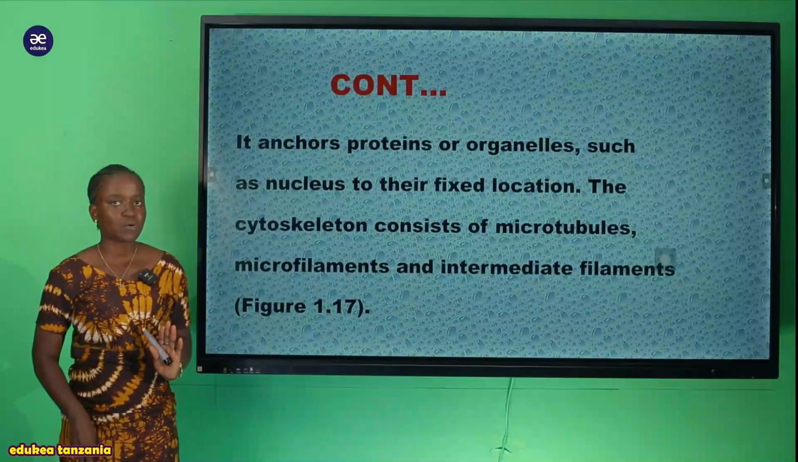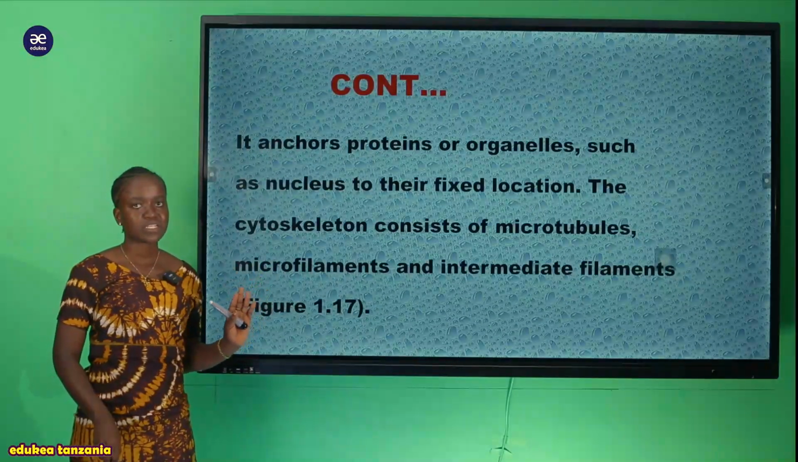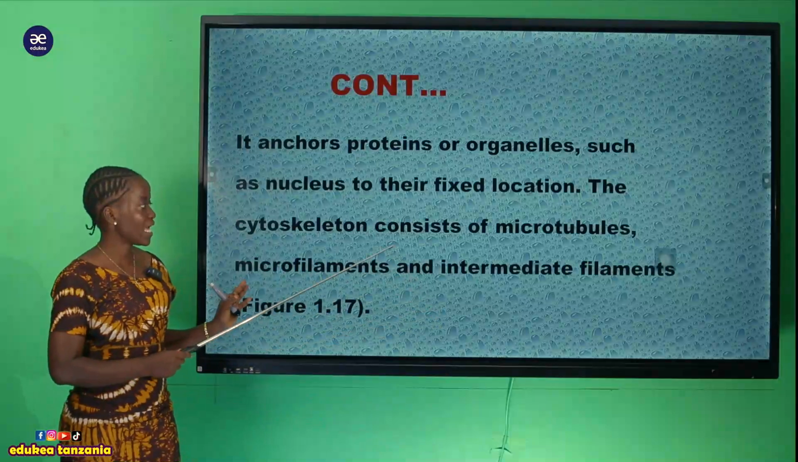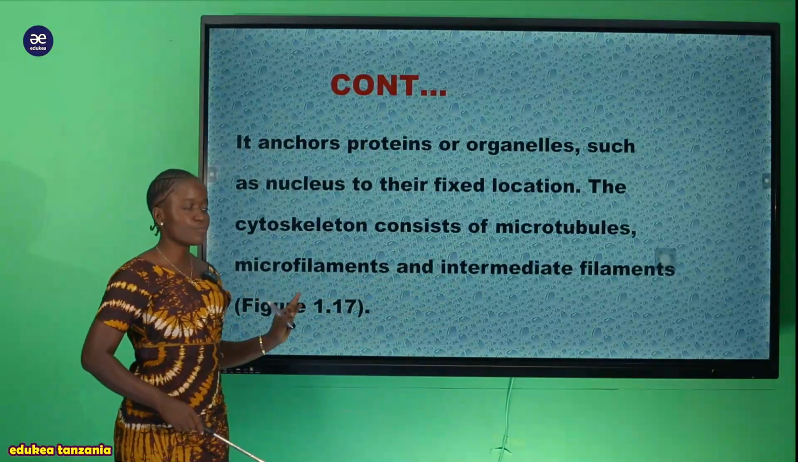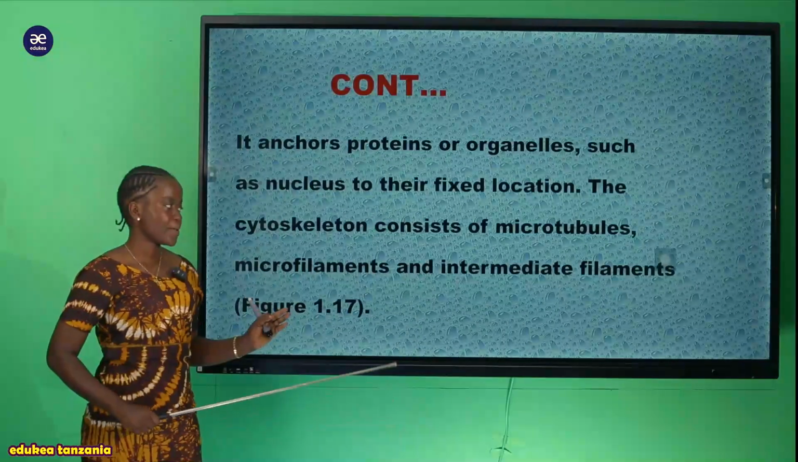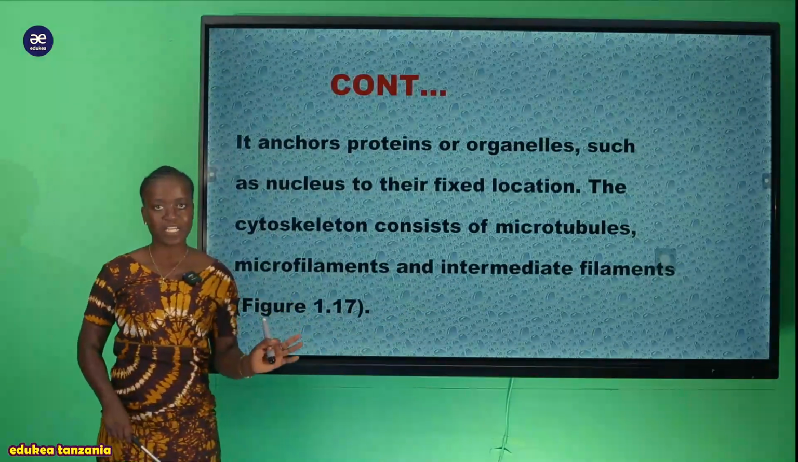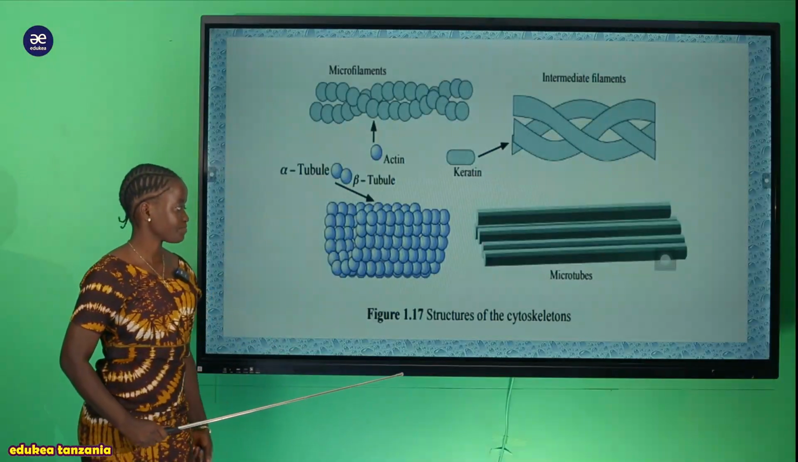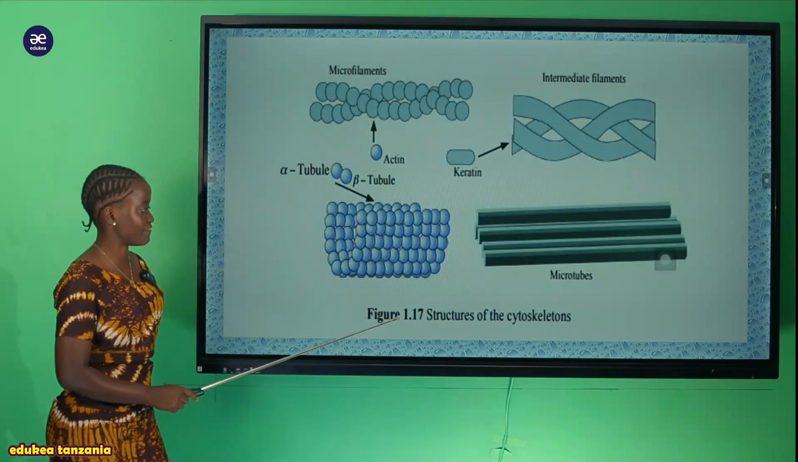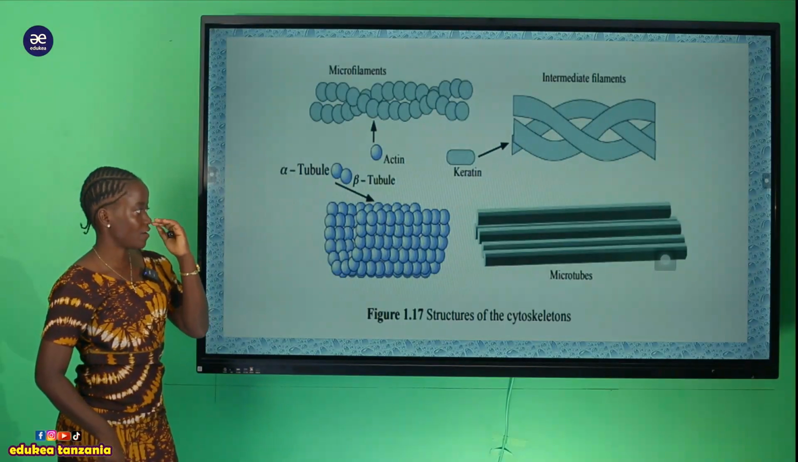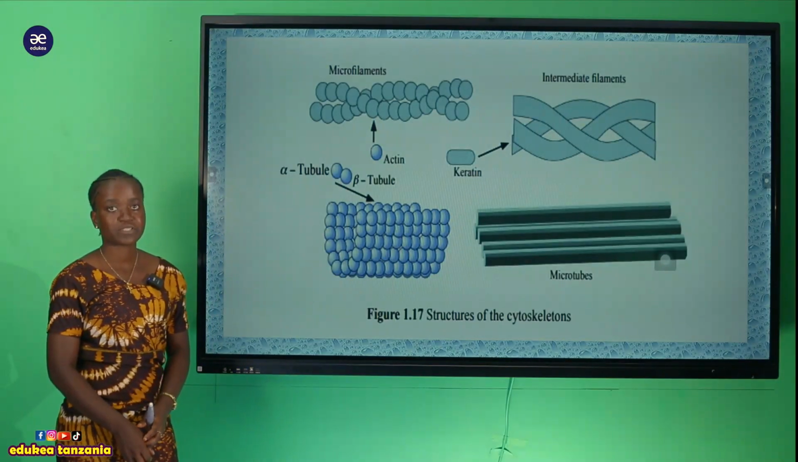So now when we come to talk about the cytoskeleton, we will talk about three things. The first one, we will discuss microtubules, we will discuss microfilaments and also we will discuss intermediate filaments. Let's see this figure, that is figure 1.17, the structure of the cytoskeleton. As you can see, we have almost three structures of cytoskeleton.